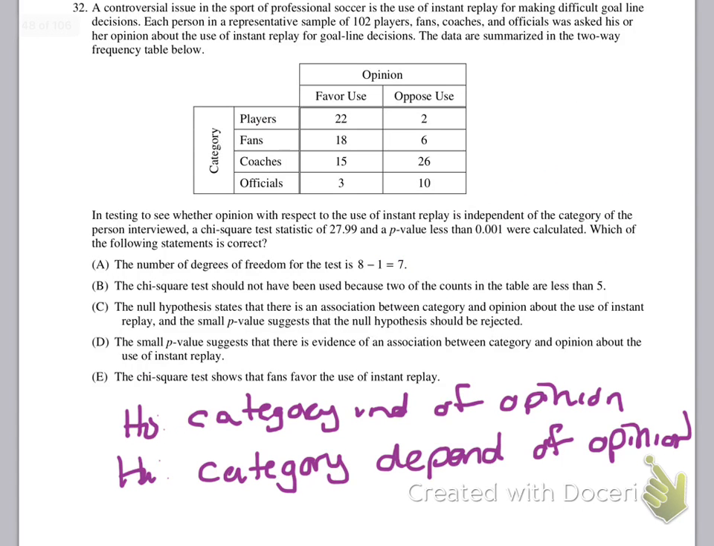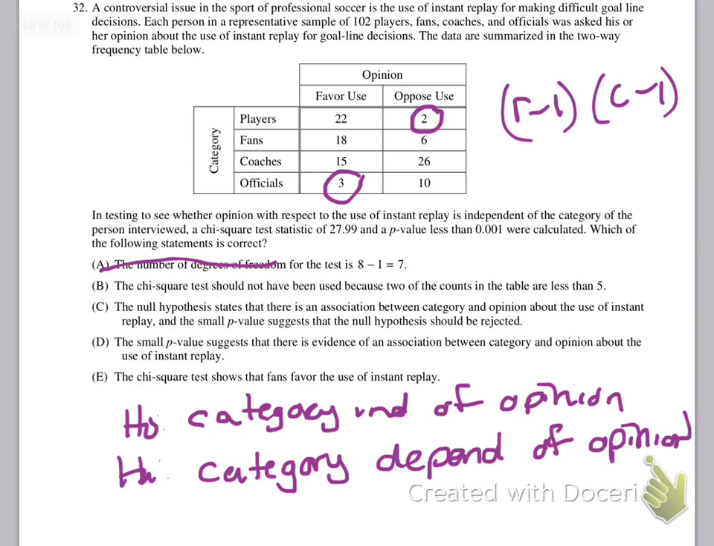Okay, so let's talk about this, all right? I got rid of the top part here, and then I just wrote down what an HO and HA is. Remember, for a chi-square, HO is always independent, meaning there is no association, and HA is that there is. The way we find degrees of freedom, remember, is row minus 1 times column minus 1, so it's not A. And the chi-square could not be used because 2 of the counts in the table are less than 5. That is a true statement.